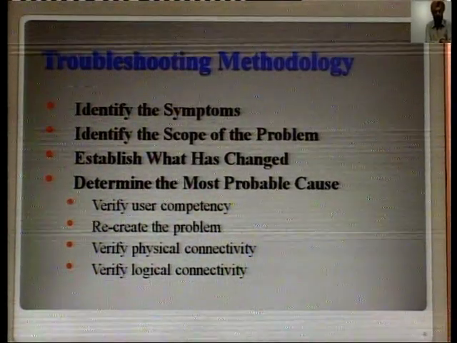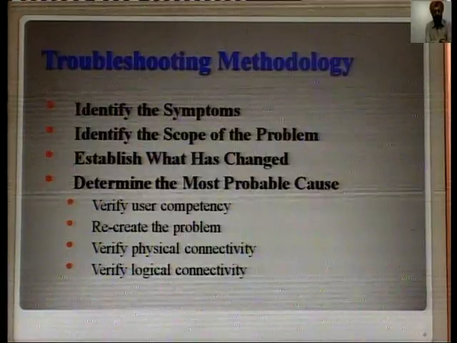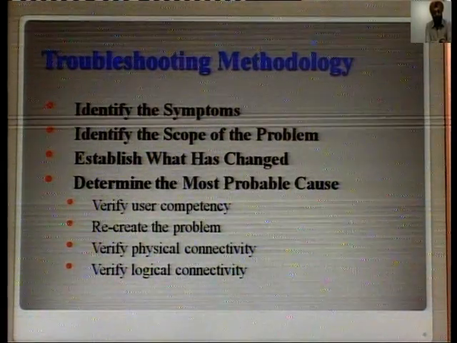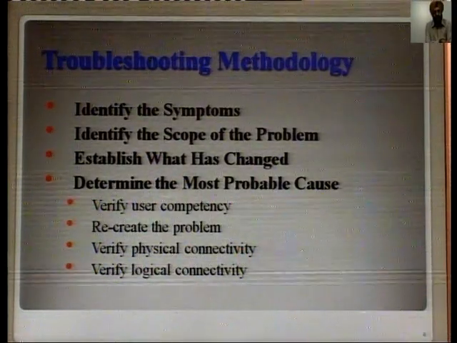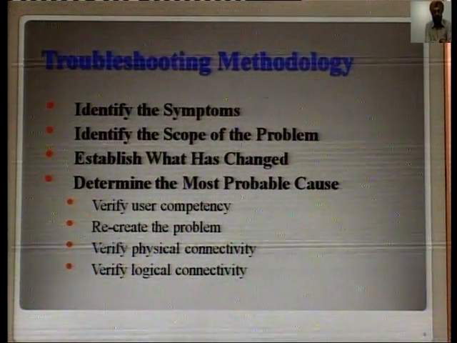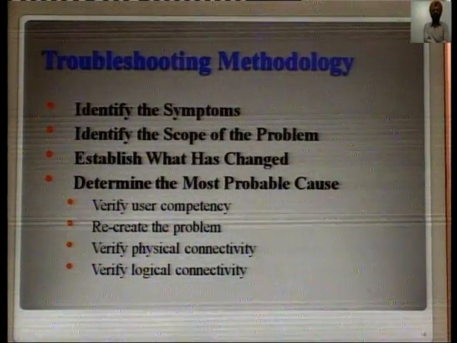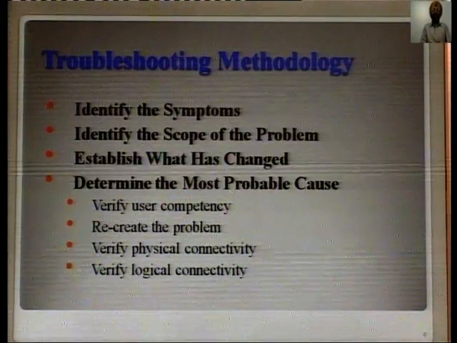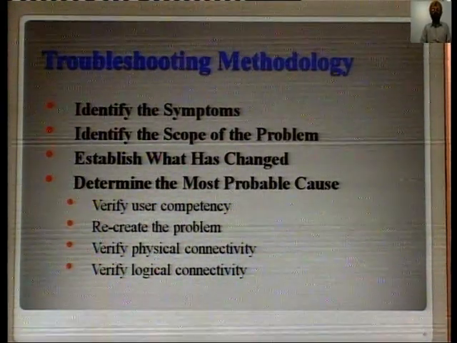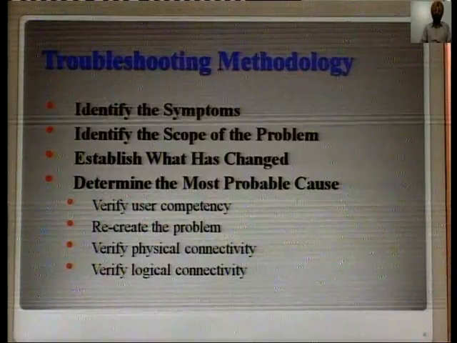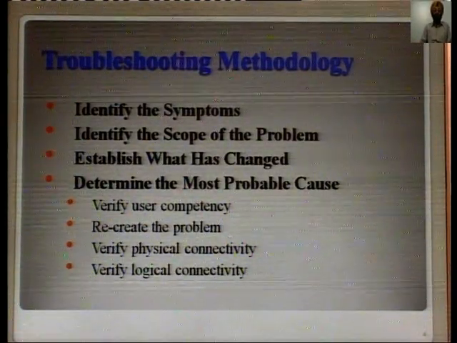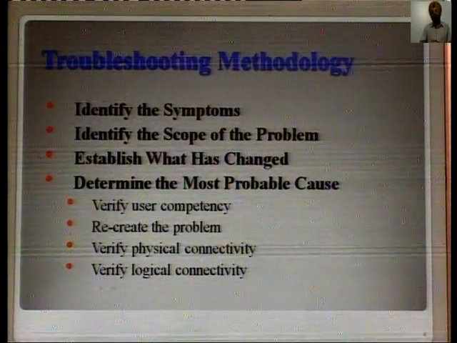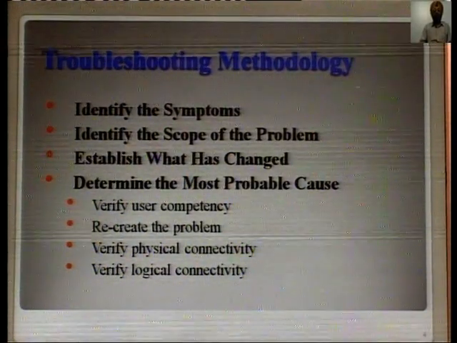Then we must identify the scope of the problem, that is, how much of the system is affected. Then we will have to try to establish what has changed, so that we can ascertain what the basic parameters, devices, and variables are which can result in such a change. Then we will determine the most probable cause, what causes that thing to happen. That is also an important thing that we must keep in mind.